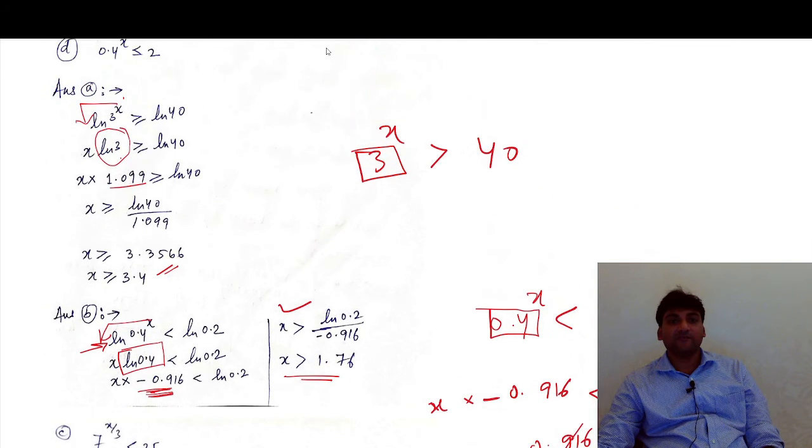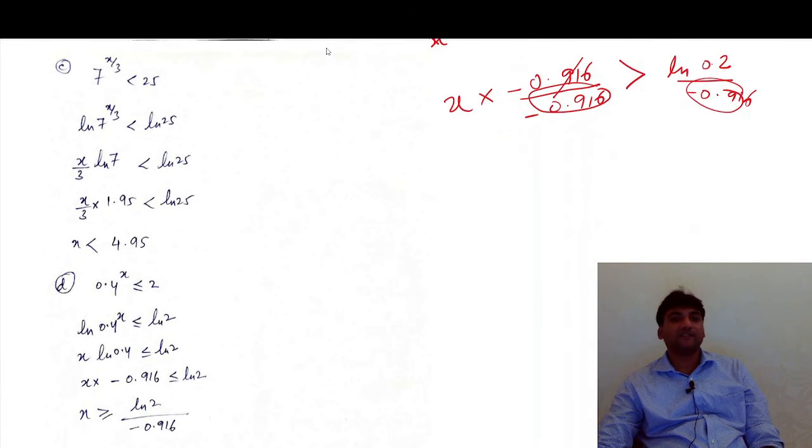And if the value of a, our general expression was this: a to the power x greater than b. So if the value of a is greater than 1, then we will not change. Okay, and if the value of a lies between 0 and 1, like 0.1, 0.2, 0.9 something, then we will change the inequality sign. But we will check this assumption or theory with the help of more examples.